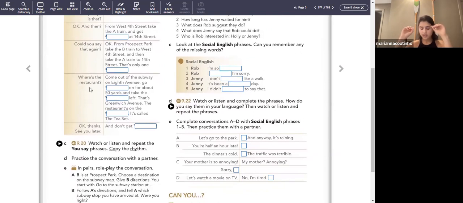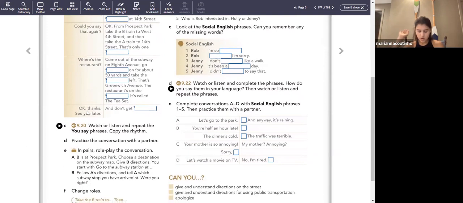Where's the restaurant? Come out of the subway on 8th Avenue, go straight on for about 50 yards and take the first left. That's Greenwich Avenue. The restaurant's on the right. It's called the Tea Set. Okay, thanks. See you later. And don't get lost. Very good.